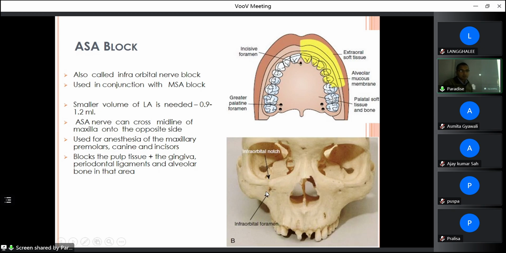The subjective symptoms: as soon as you deposit local anesthesia in the infraorbital area, the terminal branches of the infraorbital nerve, which are the inferior palpebral, lateral nasal, and superior labial branches, will also get anesthetized. So the patient will feel numbness over the upper lip, lateral part of the nose, as well as the lower eyelid. That is the subjective symptom in case of infraorbital nerve block or ASA nerve block. So what is the subjective symptom in case of PSA?